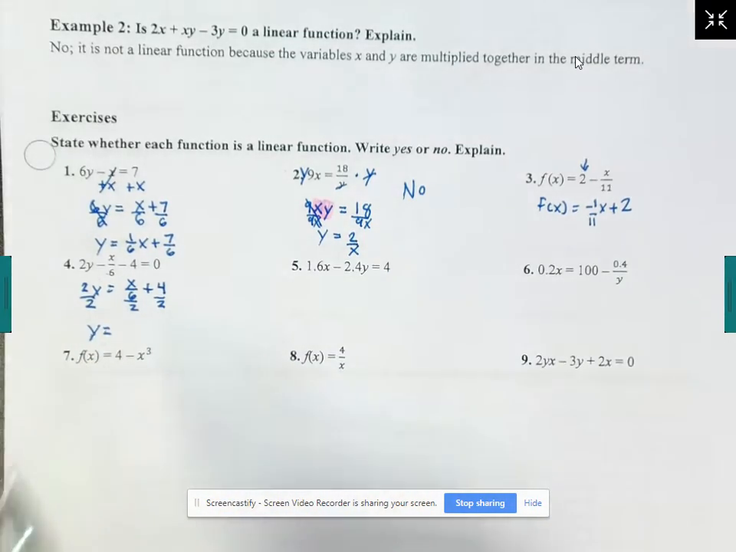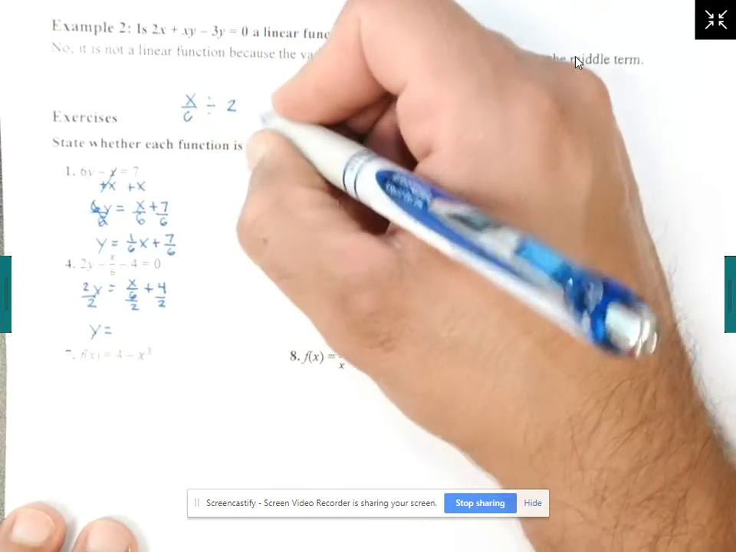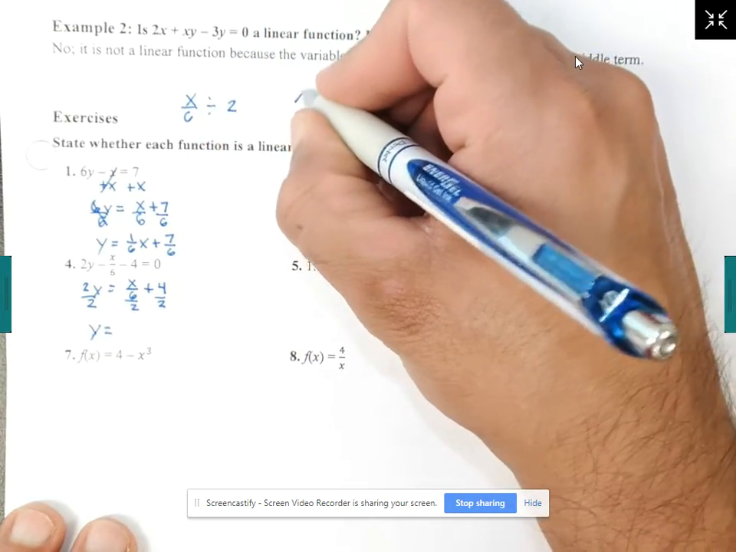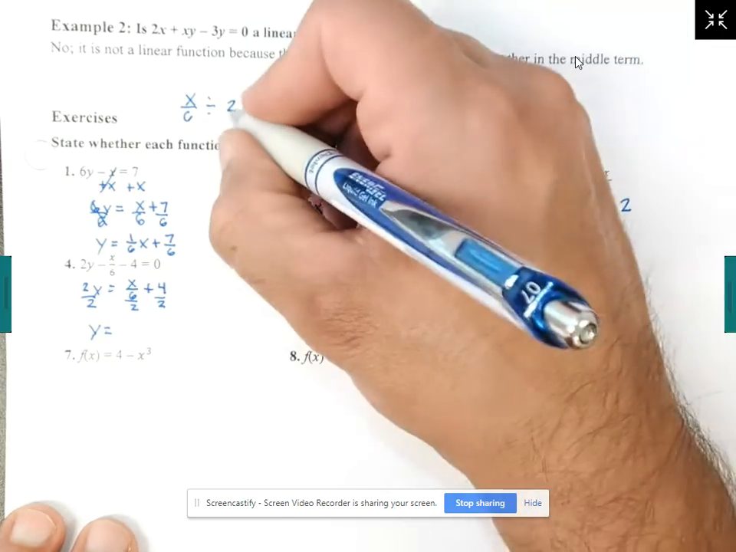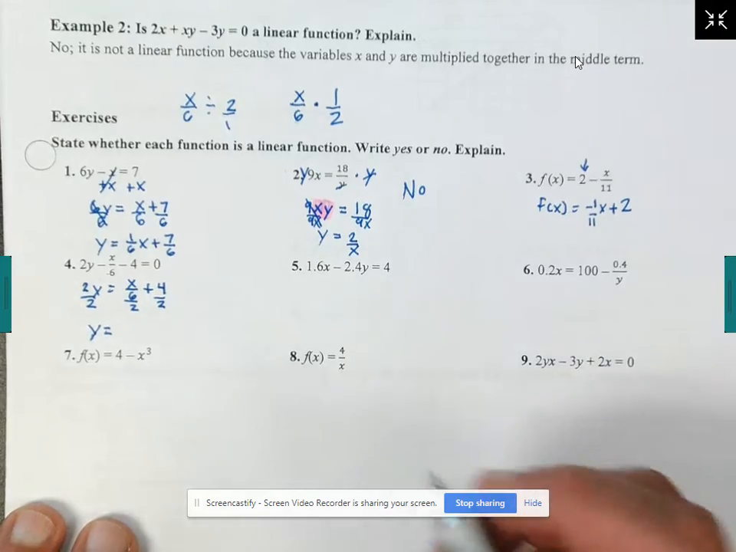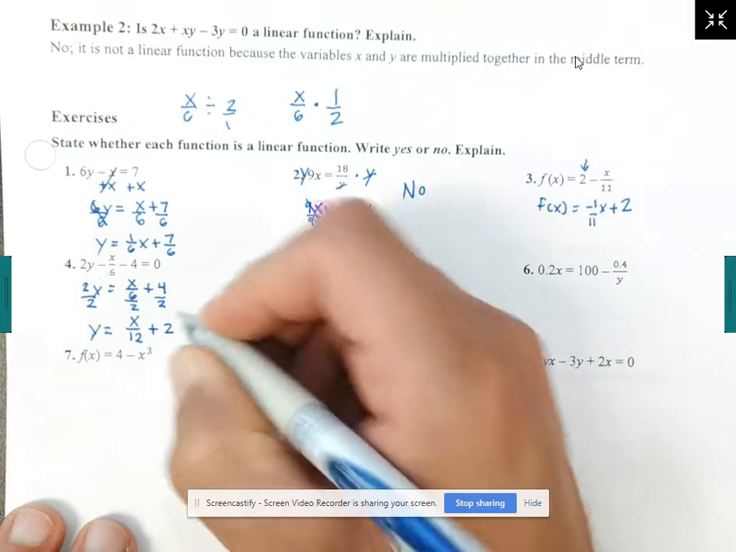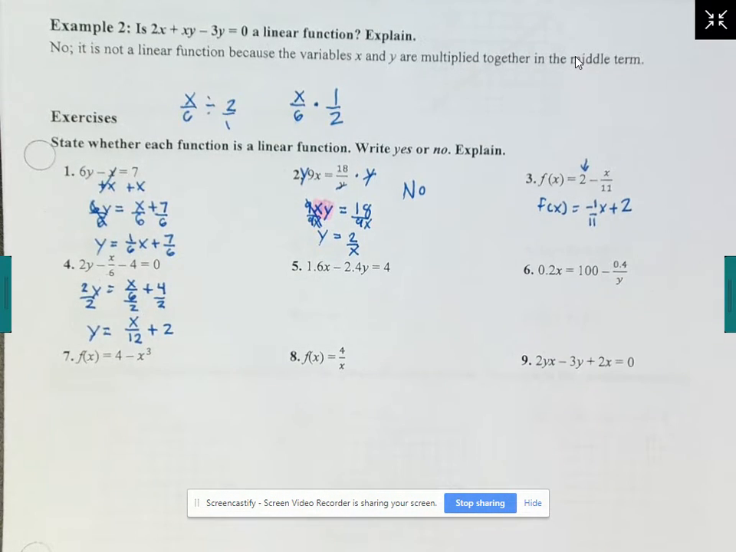And I know for y'all, like, oh my God, x over 6 divided by 2, what is that? Well, remember, you would keep change flip. So side note over here, x over 6 divided by 2 is the same thing as x over 6 times 1/2 if I keep change flip. So this is going to be x over 12. And remember that x over 12 could have been rewritten as 1/12 x plus 2, right? So this is a linear function, okay? Because it can be written in the y is equal to mx plus b form.